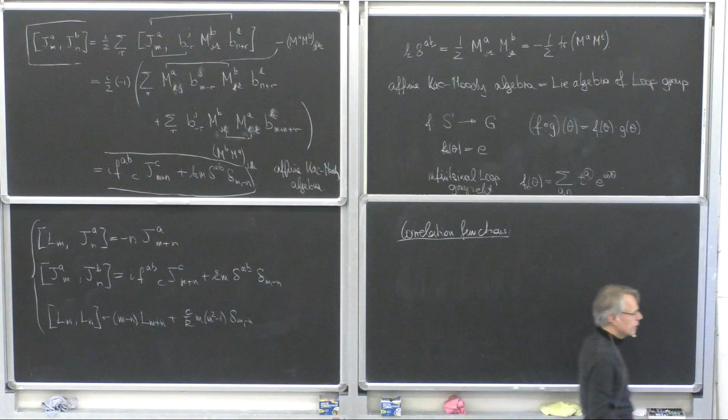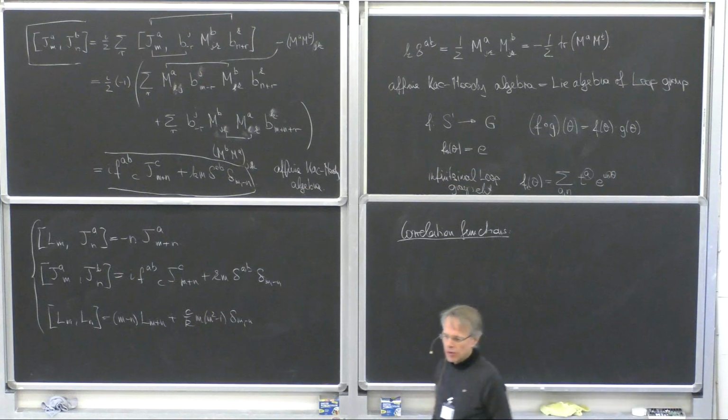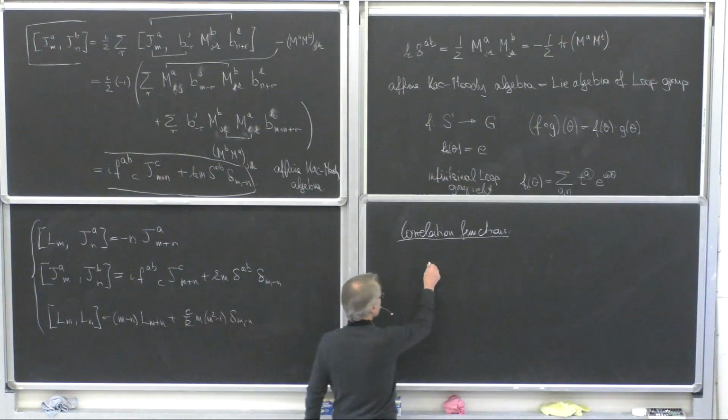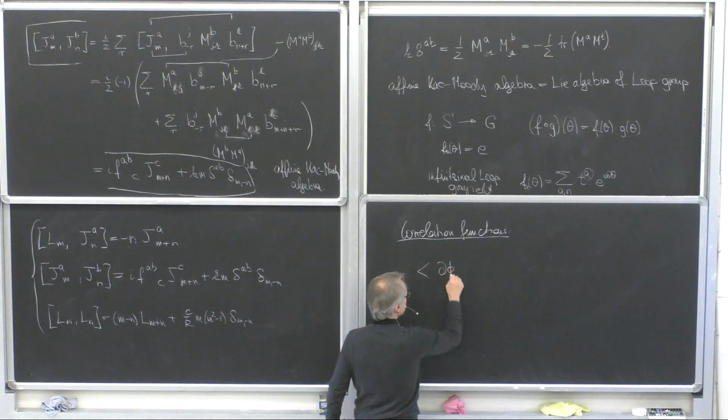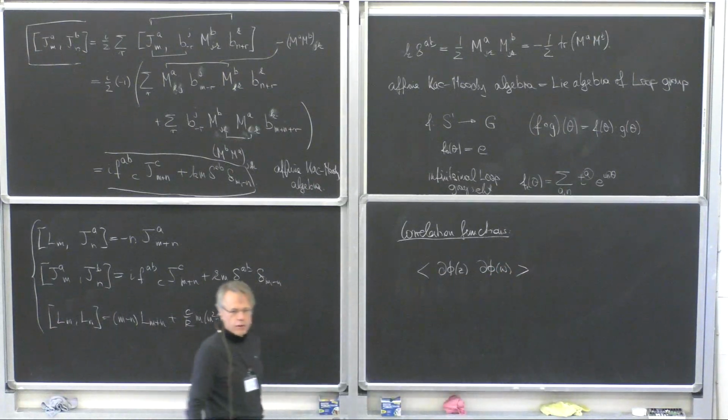I'll start with this example. We go back to the free boson theory, so we get a sense of what these correlation functions actually look like. So the question we want to ask is, what does the vacuum expectation value of ∂φ(z) ∂φ(w) equal?